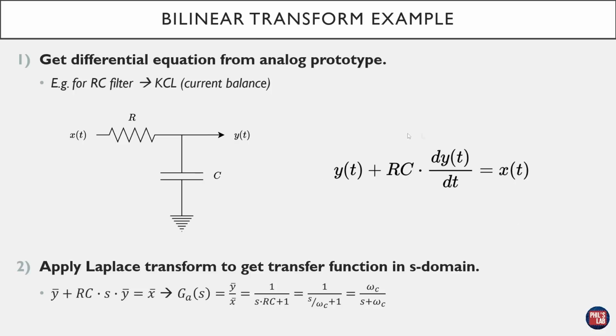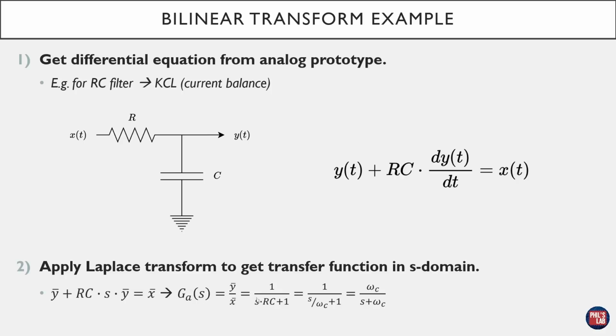Now we want to convert this to a difference equation. We can go with a backward Euler, but of course we want to go with a bilinear transform in this video. Before we do that, we apply a Laplace transform to get the transfer function in the S domain. This is assuming some prerequisite knowledge, but applying a Laplace transform to this differential equation is very straightforward. Our continuous time domain variables are simply mapped to the S domain. So y of t goes to Y bar, and every time we have a derivative, we multiply by s. So therefore the resulting Laplace transformed equation is Y bar plus RC times s times Y bar equals X bar.